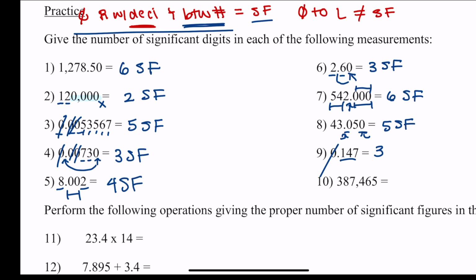Number 10 has no zero, so we don't have to double check ourselves or question if a number is significant or not. So we can just count how many numbers there are. There's 6. That means there's 6 sig figs.